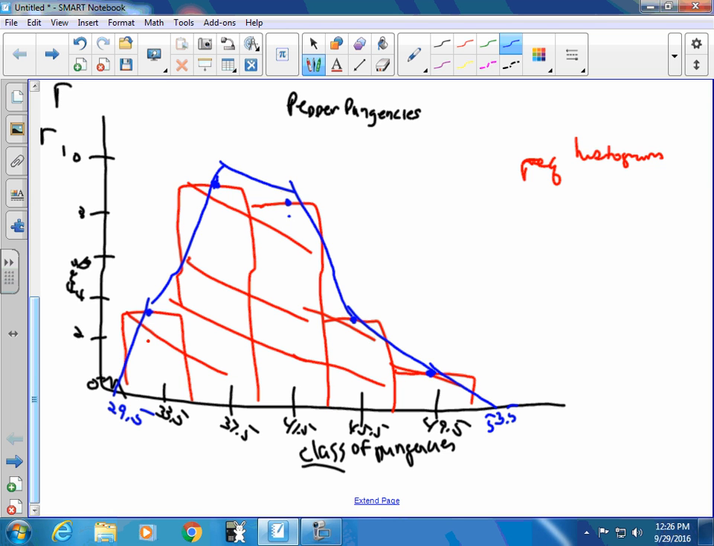It has the exact same shape as your frequency histogram, but instead of the bars, we use line segments. Okay, we can keep everything the same, and we just have to make sure we give it a beginning and an end. Otherwise, it's kind of hanging out in our page somewhere. Good? Questions?